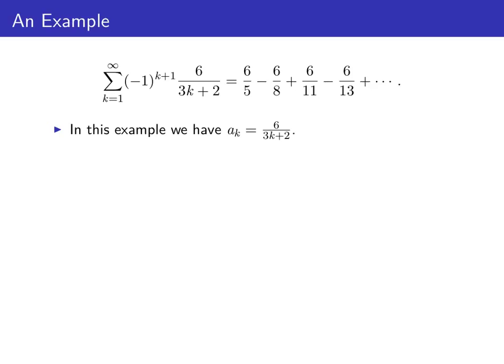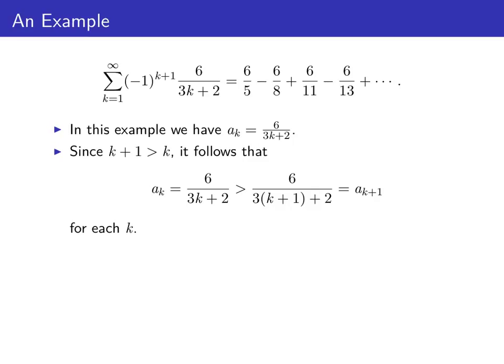Writing out the first few terms of this series, we see that when k equals 1, we have 6/5. When k is 2, we have -6/8. When k is 3, we have 6/11. When k is 4, we have -6/13. So this is an alternating series. And in this case, a sub k is 6 over 3k plus 2.